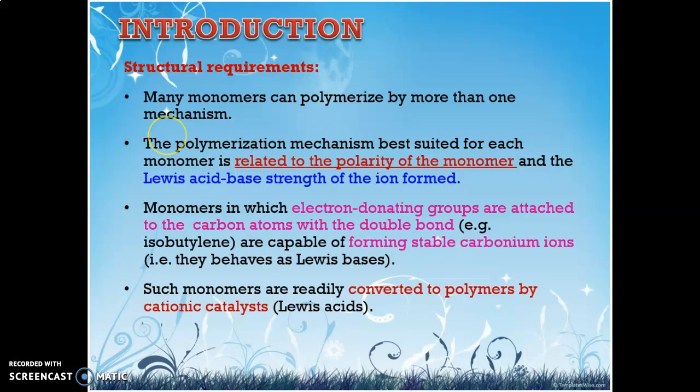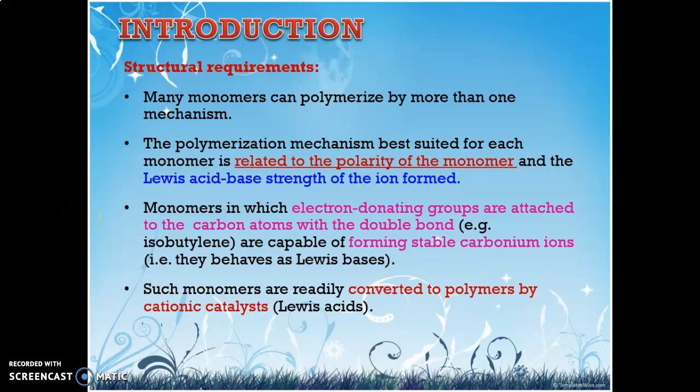The polymerization mechanism best suited for each monomer is related to the polarity of the monomer and the Lewis acid-base strength of the ion formed. Monomers in which electron-donating groups are attached to the carbon atom with the double bond, for example isobutylene, are capable of forming stable carbonium ions. For example, they behave as Lewis base. Such monomers are readily converted to polymer by cationic catalysis, which is a Lewis acid.